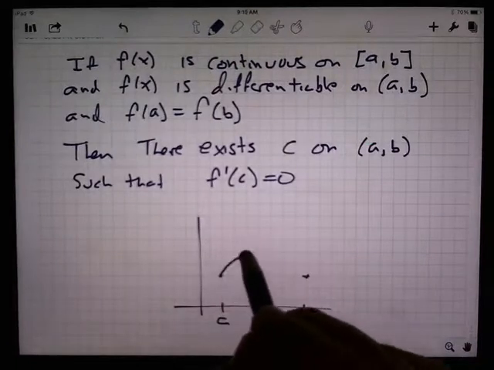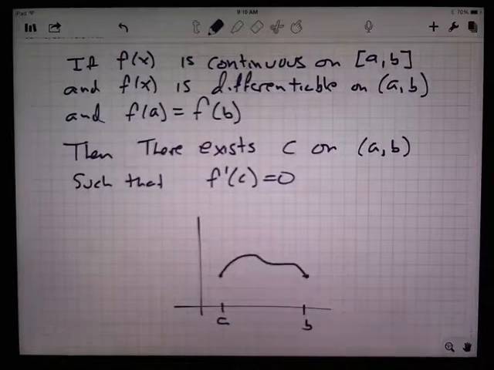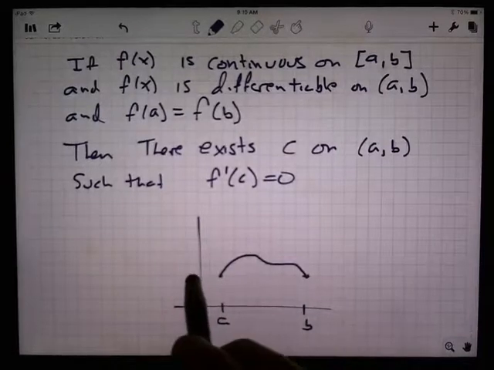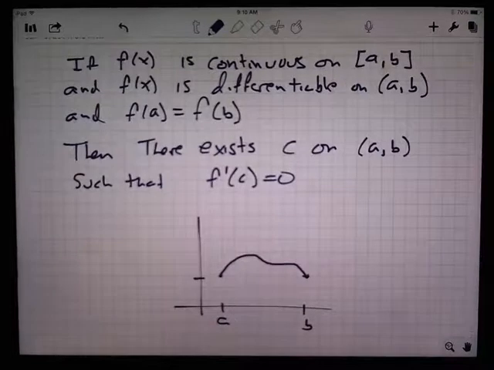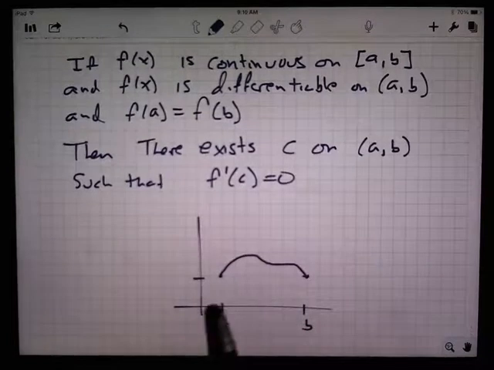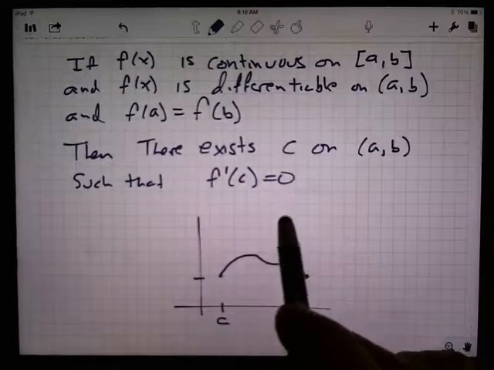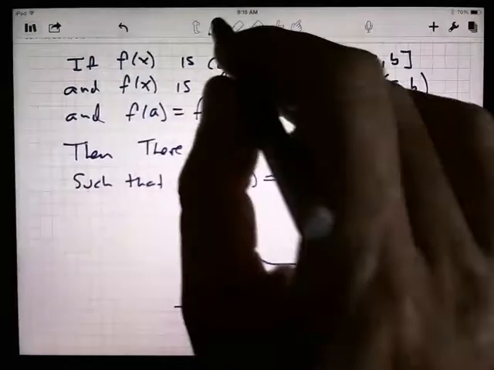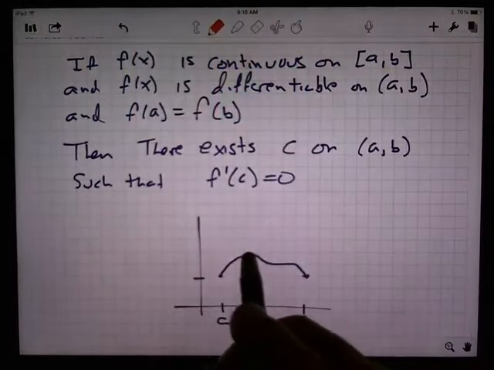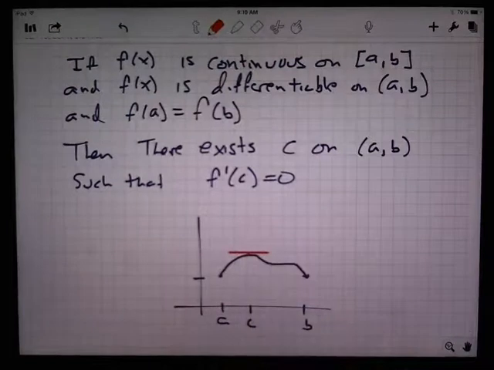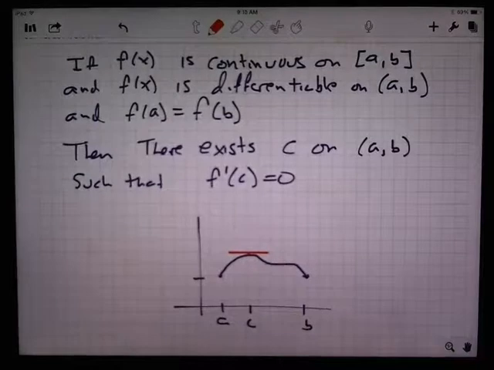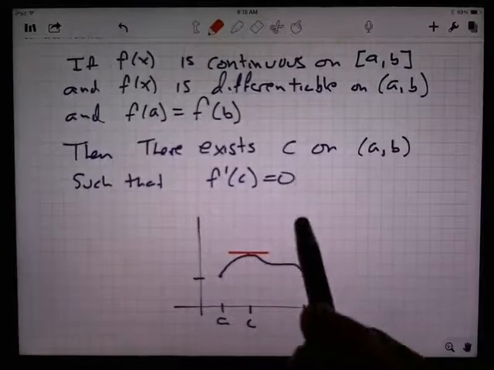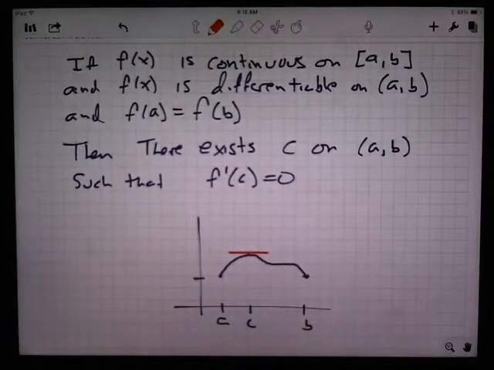So, what does it look like? I don't know. It looks like something. But it has to start and end at the same elevation, at that same height. That being the case, Rolle's theorem is stating that there has to be at least one point here, c, where the slope of the tangent line is equal to 0. You've got a horizontal tangent line right there. There may be more than one, but there's never less than one. There exists at least one place where the derivative is equal to 0. Okay, this is Rolle's theorem.